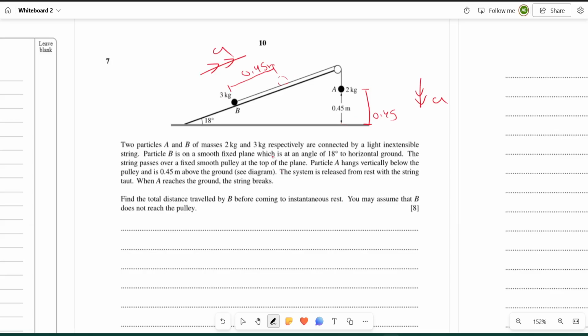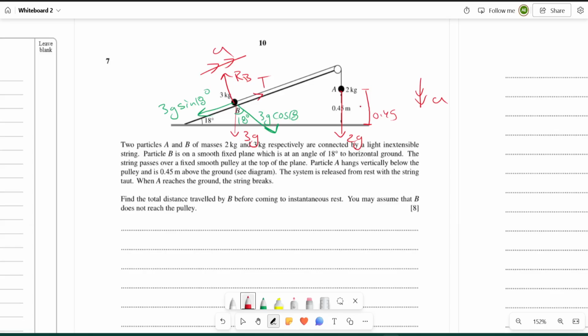So what we do is we resolve again. Let's start by resolving B. This is going to be 3G. We'll have a tension force. We'll have a reaction force, RB. Now let's resolve this weight into two components. This is going to be 18 degrees. So this is 3G cosine 18 because I'm starting from my 3G closing on my angle. Here I'm starting on my 3G going away from my angle, so it's going to be 3G sine 18 degrees. Now I finished B.